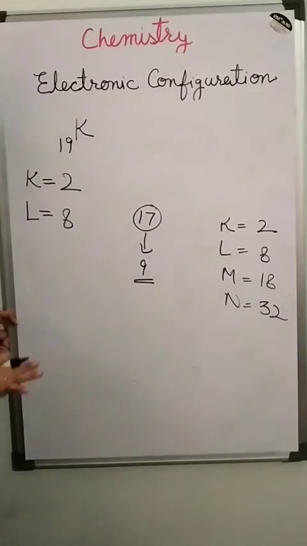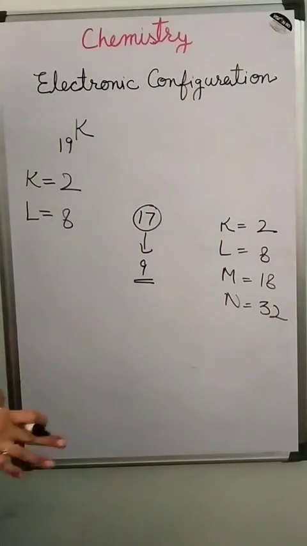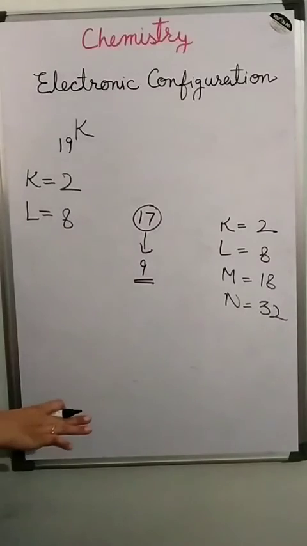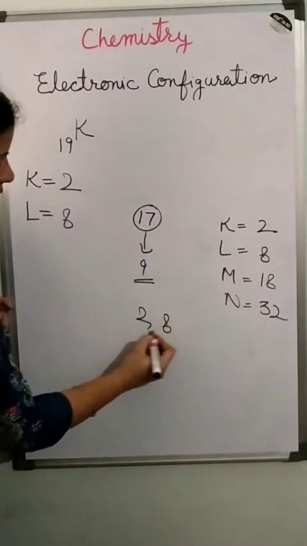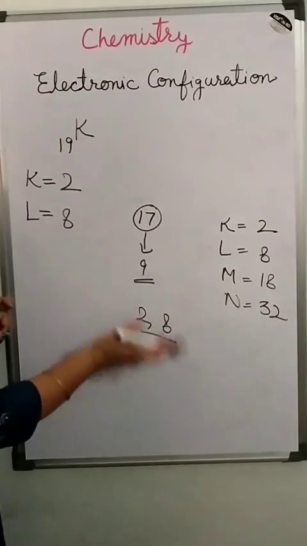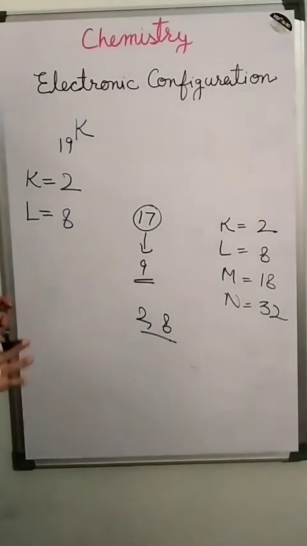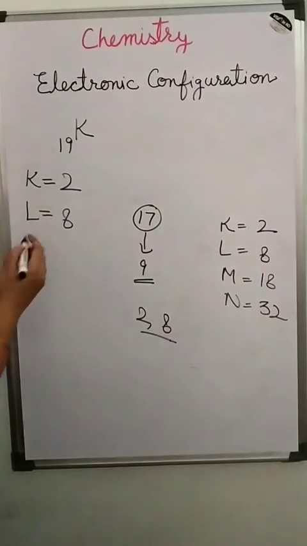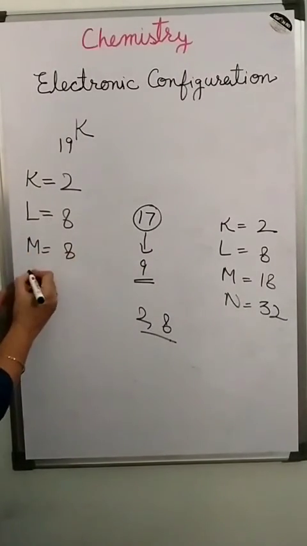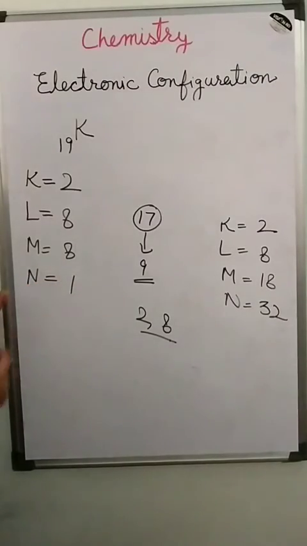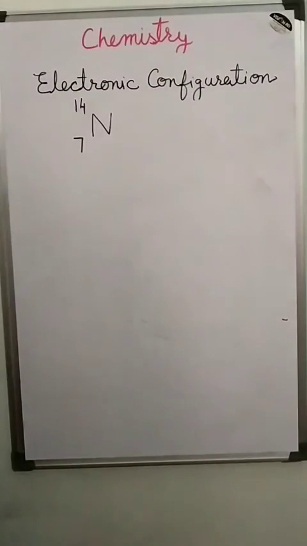In the last orbit, how many can we fill? As I told you, in its last orbit we can fill only 2 or 8 electrons. Just before the outer orbit, we fill it up completely. So M is also equivalent to 8. N is equal to how many are left? 1 is left.